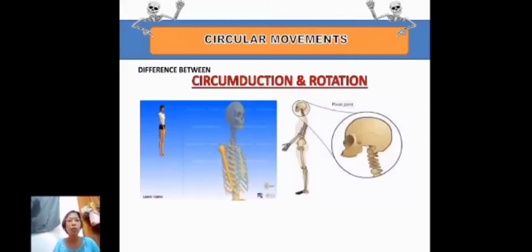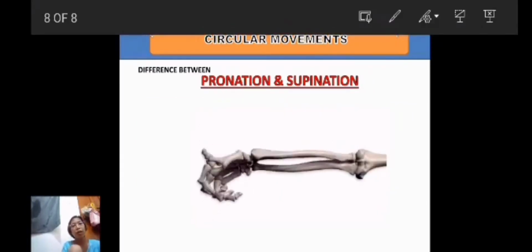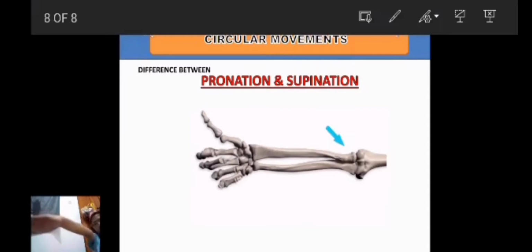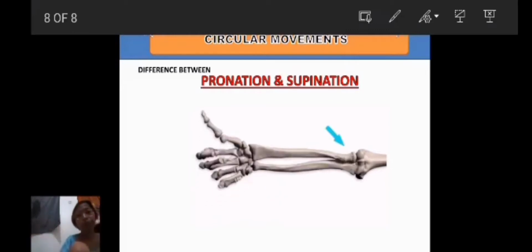Okay, let's proceed to the circular movements. When we say circumduction, it will form a cone like this one. When we say rotation, you rotate or make a pivot angle. Okay, let's proceed to the difference between pronation and supination. When we say pronation, the palm of our hand is downward. When we say supination, the palm of our hand is upward. Downward is pronation, upward is supination. That's all. Thank you.